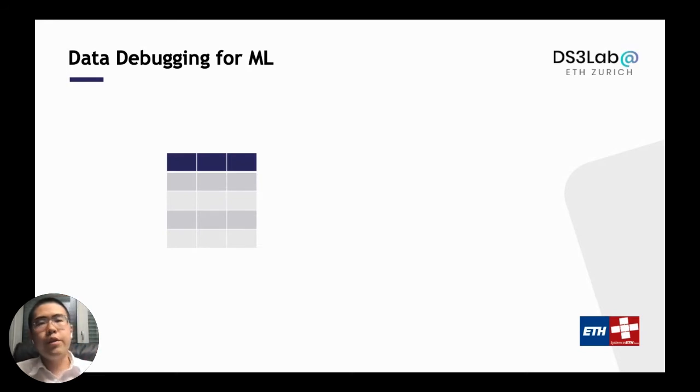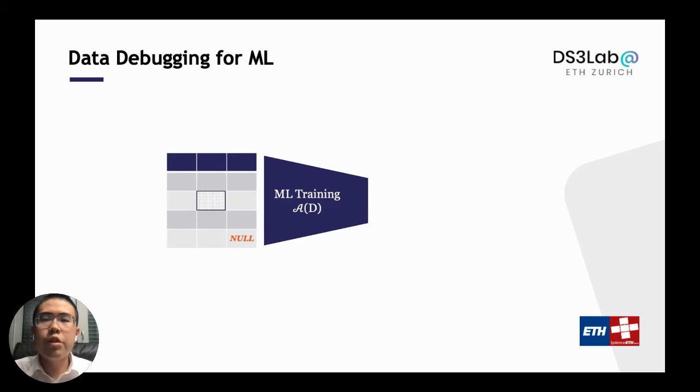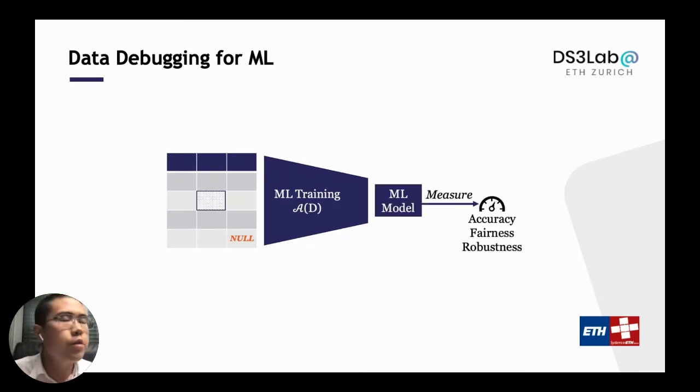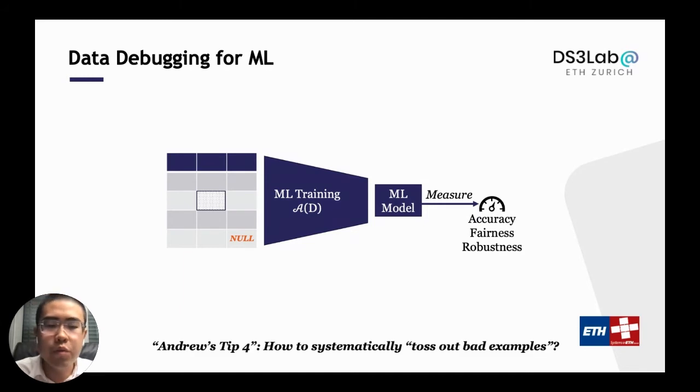So assuming you have a training set, there are a lot of data problems. There's a missing value, there's noise. You train a machine learning model, get a model, and then you measure some of the utilities, for example, accuracy, fairness, or robustness, right? And now it turns out it's not good enough.